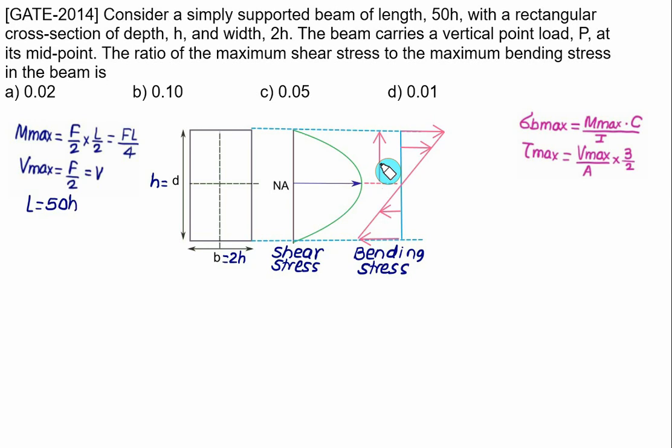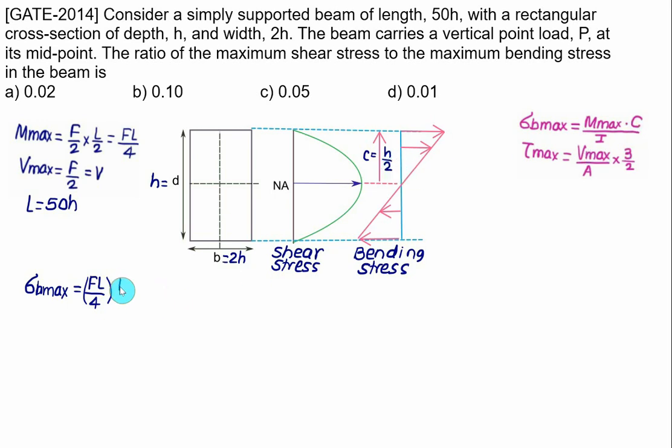So maximum bending stress will occur at distance equal to C and we have C is equal to H by 2. Total depth equal to H, so maximum fiber will be at distance equal to H by 2. So let's calculate here the maximum value of a bending stress. So we have maximum value of a bending stress is equal to FL by 4. First of all I will write in a standard form. We have FL by 4. Then we have distance C. C is equal to H by 2.